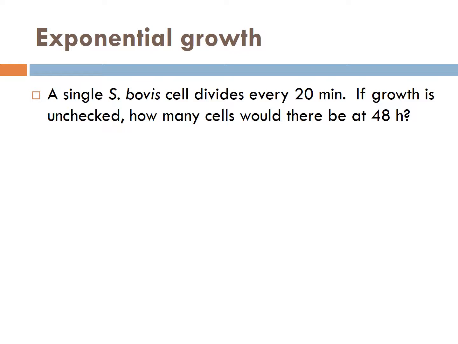To answer this question, we have to first identify the value of some parameters. The question says that we begin with a single Strep bovis cell. That means n sub 0 equals 1. It also says that cells divide every 20 minutes. That means the generation time is 20 minutes, or 1/3 of an hour. Finally, the question specifies that the length of time is 48 hours, so t equals 48.